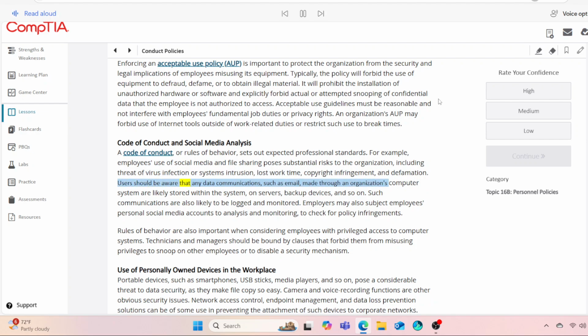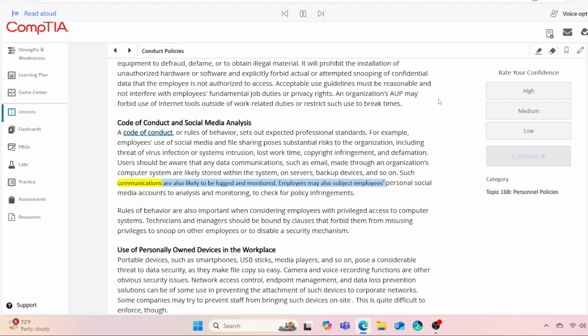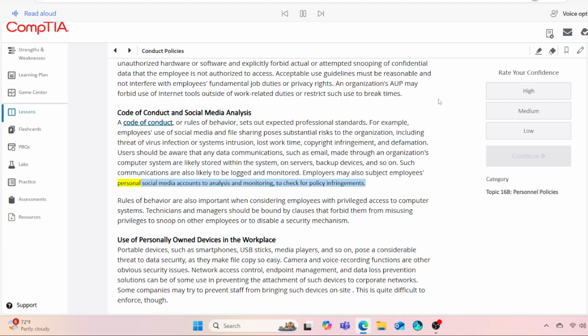Users should be aware that any data communications, such as email, made through an organization's computer system are likely stored within the system, on servers, backup devices, and so on. Such communications are also likely to be logged and monitored. Employers may also subject employees' personal social media accounts to analysis and monitoring to check for policy infringements.